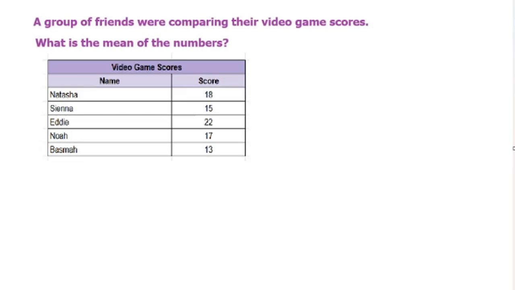In this video, we're going to look at a problem that uses a table and asks you to calculate the mean of the numbers in the table. So if we have a problem like this that says a group of friends were comparing their video game scores, what is the mean of the numbers? So this is the group of friends and these are their scores. Okay? So we just need to use the numbers in the table to calculate the mean.